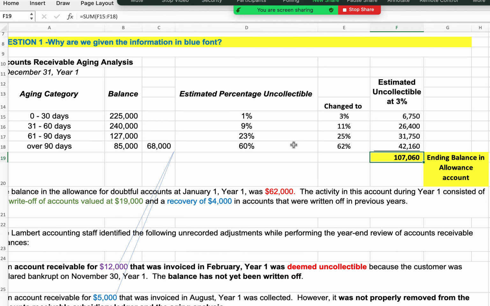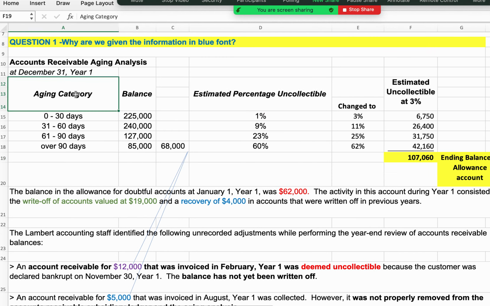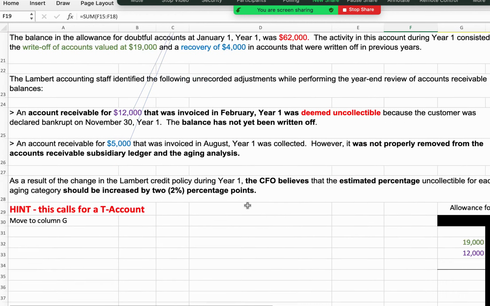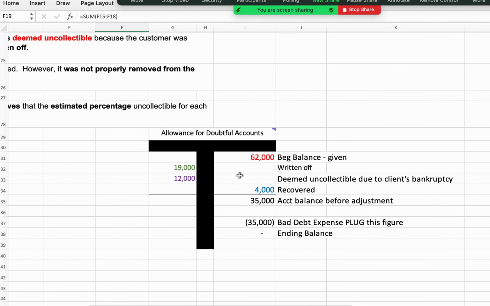Sometimes you'll have a problem and it will give you bad debt expense, but if you see a table like this, an aging table, that means the way to solve the problem is to find the ending balance in that aging table, which will be the ending balance of your allowance account, and then work backwards to find the bad debt expense. So let's do that now. Here's my allowance account. They gave us the beginning balance. We had that $19,000 that was written off, so we removed that from the allowance. This $12,000 was deemed uncollectible because of the bankruptcy. We recovered $4,000. That gives us a $35,000 account balance before the adjustment.